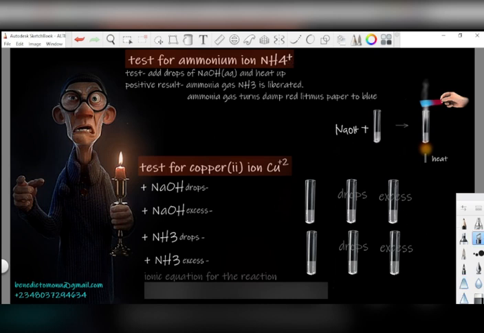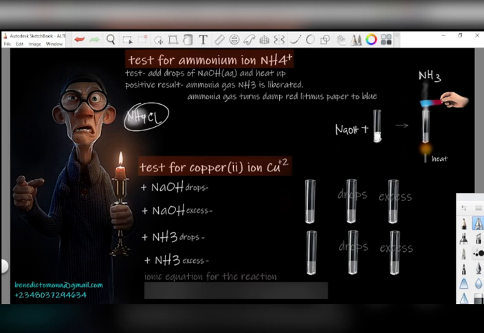Take, for example, if you are presented with ammonium chloride and you did not even know it was ammonium chloride. You take a small sample of ammonium chloride, put it in your test tube, add some water, make a solution, add sodium hydroxide, heat it up, there will be effervescence of ammonia. That gas is ammonia. And ammonia, like we saw before when we looked at tests for gases, turns damp red litmus paper to blue. So that is the positive test for the ammonium ion. It liberates ammonia.